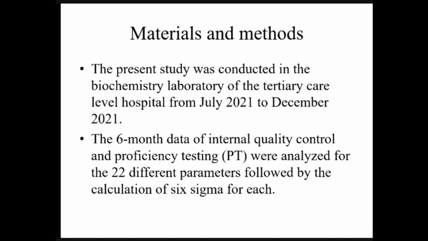Material and methods. The present study was conducted in the biochemistry laboratory of a tertiary care hospital from July 2021 to December 2021. The 6-month data of the internal quality control and proficiency testing were analyzed for 22 different parameters, followed by calculation of Sigma for each.